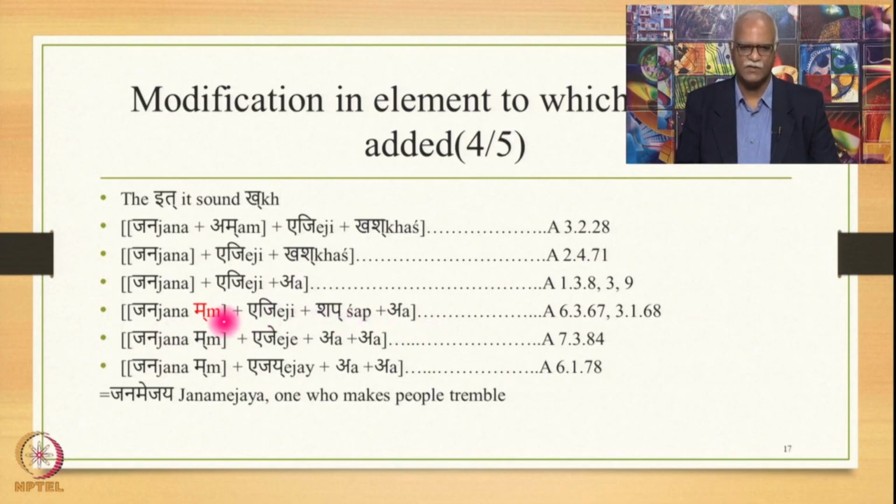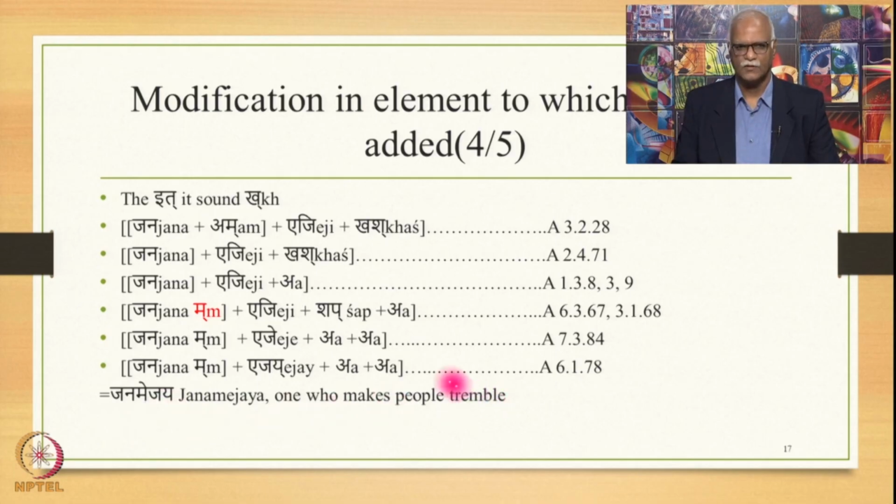So we have jana ma plus ag plus shap plus a, and then we have jana ma plus aj. Aj becomes aj because of this shap by the application of 7384, and so we have jana ma followed by aj plus a. Then this aj becomes aj because of echo yava yavaha 6178, and so we have jana ma aj a, then pararupa sandhi takes place, and finally we get the form jana me jaya, one who makes people tremble.